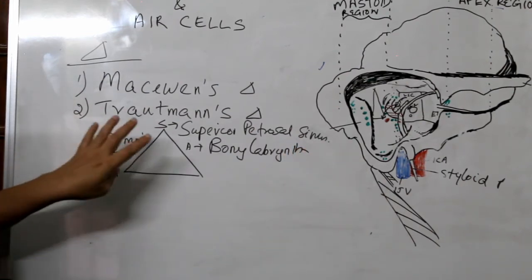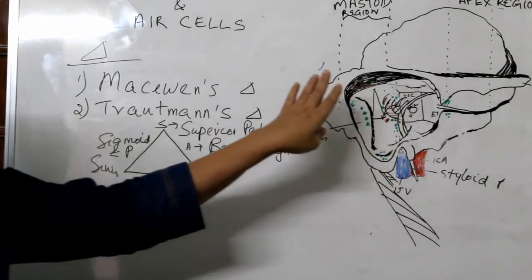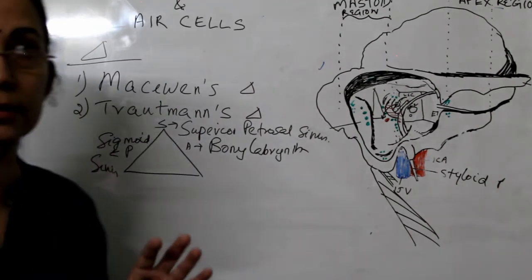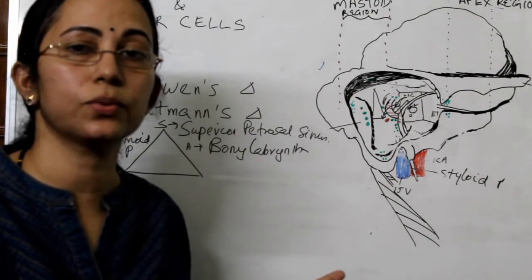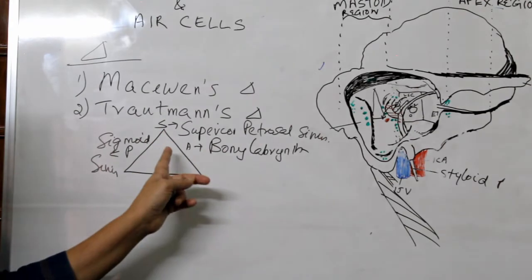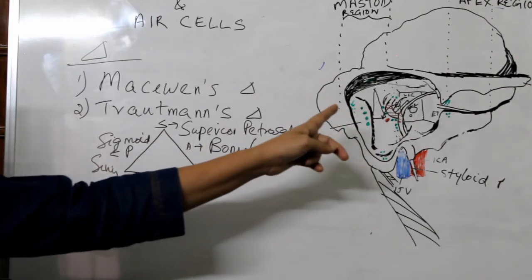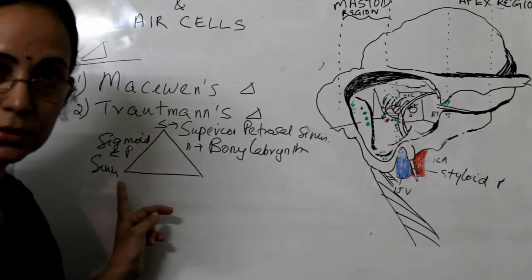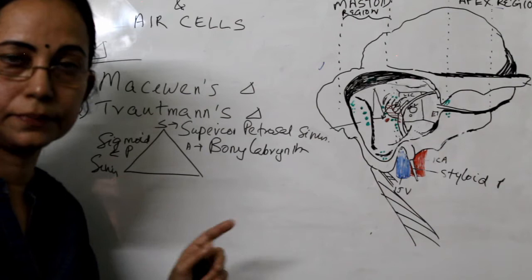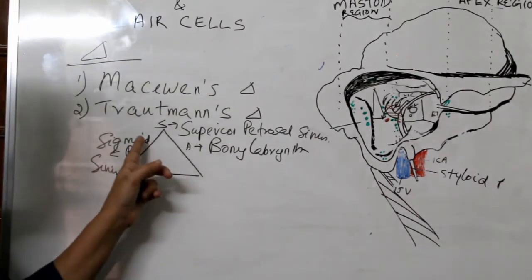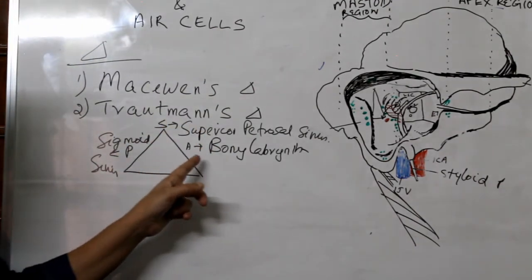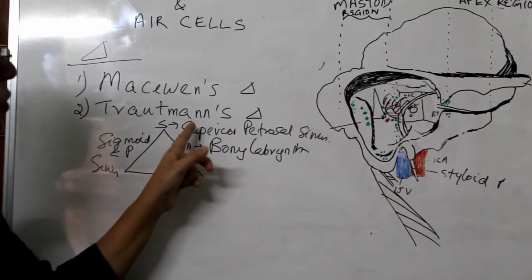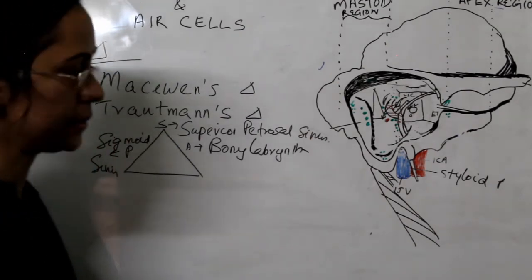This area is a vascular cancellous bone. So in Trotman's triangle area the bone is highly vascular and cancellous. So osteitis or infections of this bone can lead to development of sigmoid sinus thrombosis or brain abscess. So that is the importance of this Trotman's triangle, bounded anteriorly by the bony labyrinth, posteriorly by the sigmoid sinus and superiorly by the superior petrosal sinus.